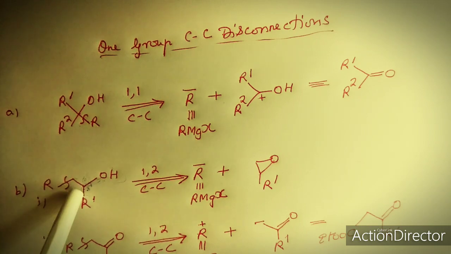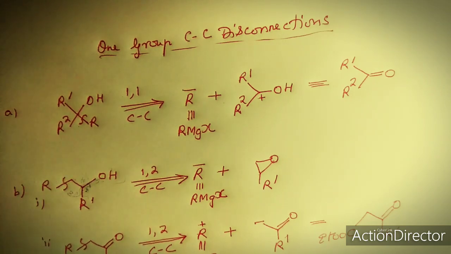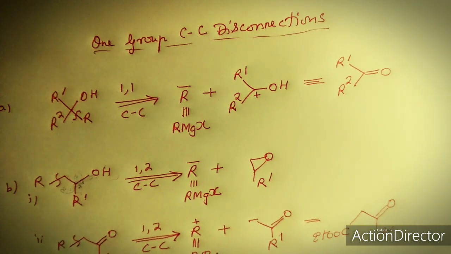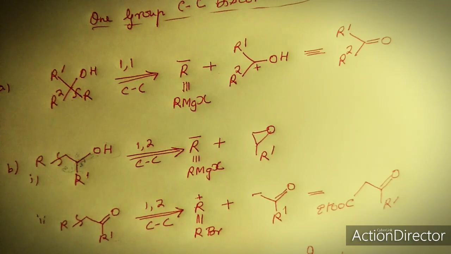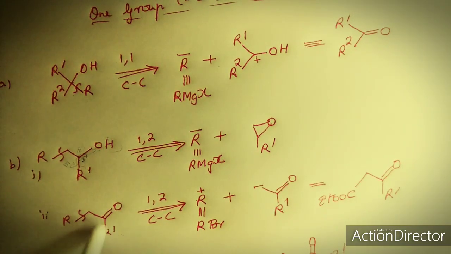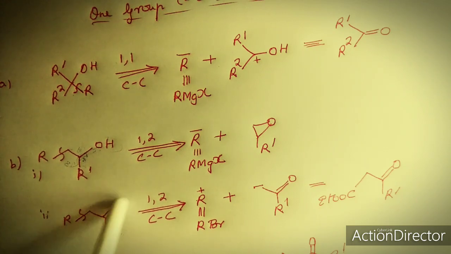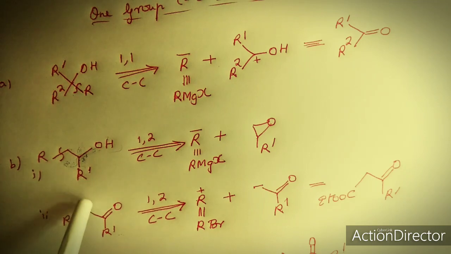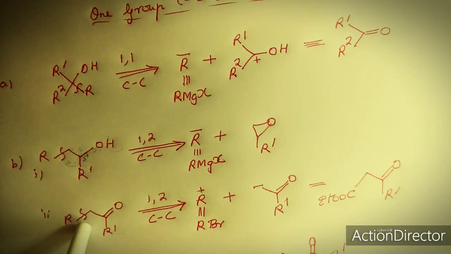1, 2: two carbons away from the functional group. It is not on the carbon to which the functional group is attached. So this is now a 1,2-CC disconnection. This 1,2-CC disconnection can also occur in such a way that, when we are disconnecting, this is a carbonyl this time, and this is the functional group. So 1, 2, again two carbons away. So R negative and R positive.